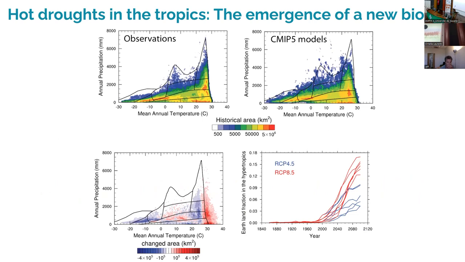Okay, and then the other part of this paper is that we wanted to ask the question, okay, so you've got these hot drought events that occur, they're rare.